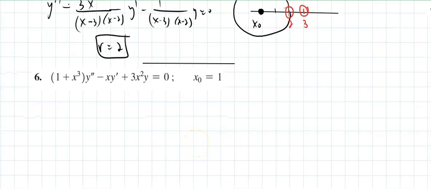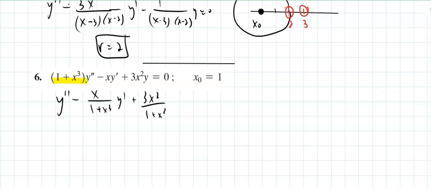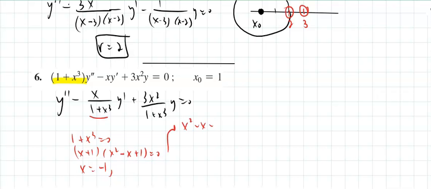If I look at this problem, well, the same deal. The goal is to make that a 1. That is y double prime minus x over 1 plus x cubed y prime plus 3x squared over 1 plus x cubed y equal to 0. Now, this is a bit tricky because I want to figure out where 1 plus x cubed equals 0. That's (x plus 1)(x squared minus x plus 1), because they said real or complex. So I have x equal negative 1, and here I have x squared minus x. Take half of the middle number, which is 1/2, and square it: (x minus 1/2) squared equals negative 3/4. So x will equal 1/2 plus or minus radical 3 i over 2.